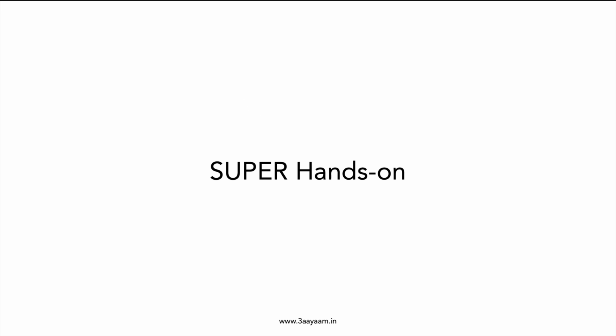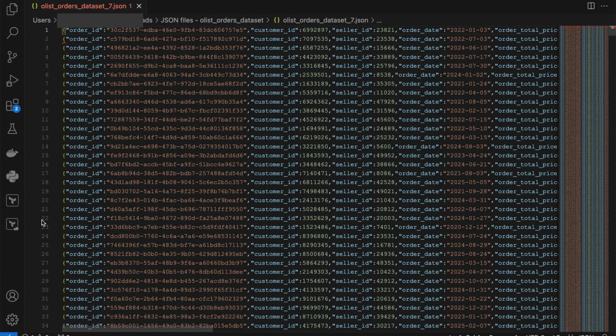So let's have a hands-on on super data type. But before going into the hands-on, I want to tell a little bit about the source dataset that we'll be using to load the table. And this is the source data, olist underscore orders underscore dataset. I have 8 datasets from 1 to 8, and this is the JSON.